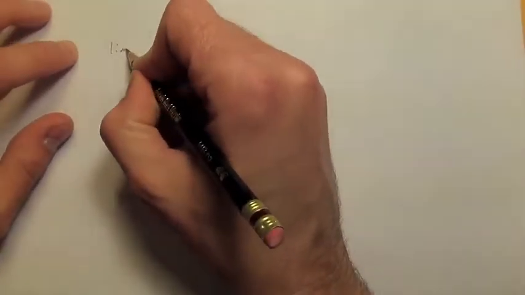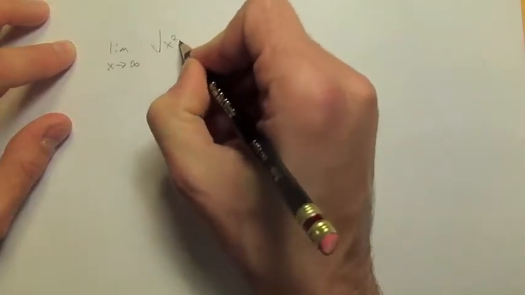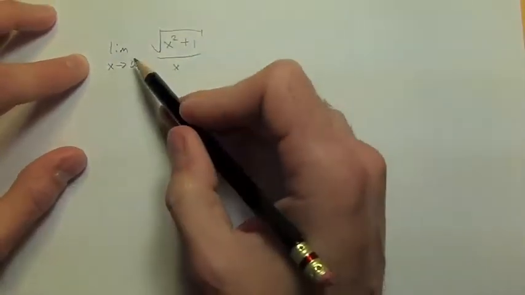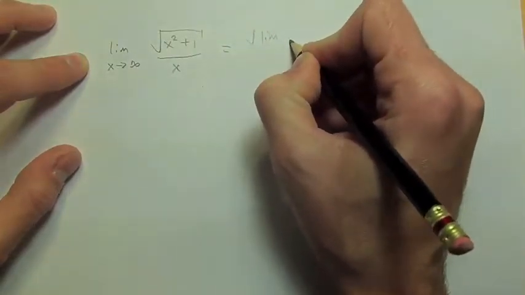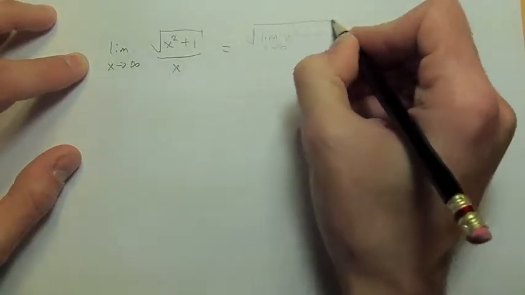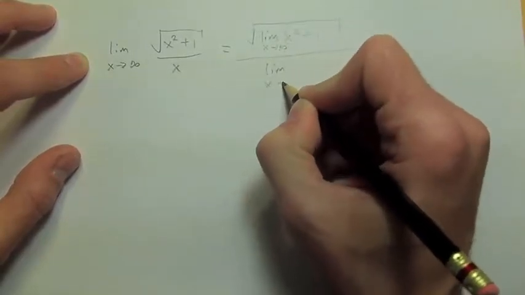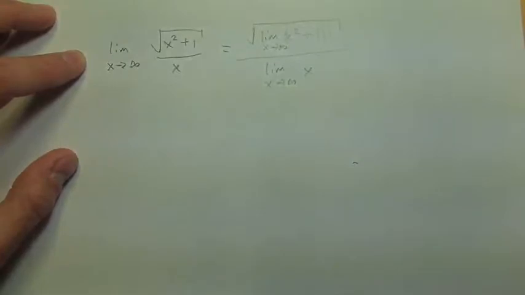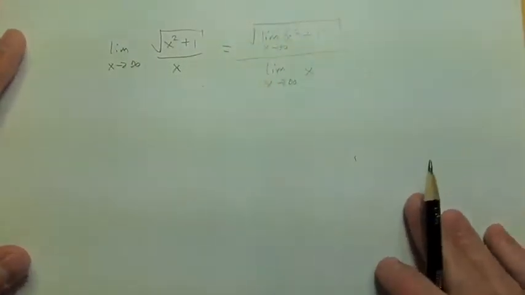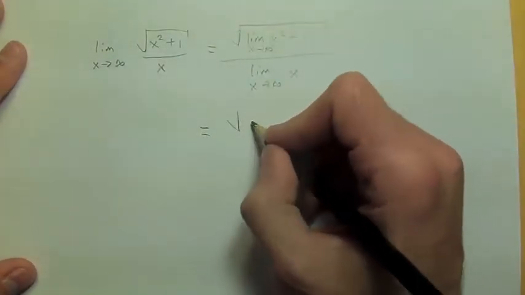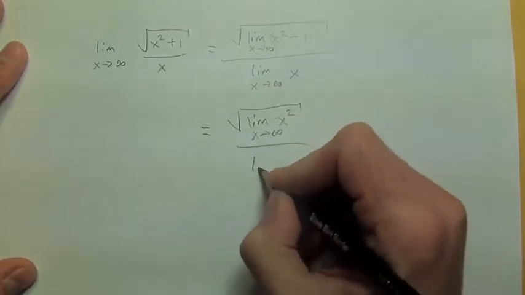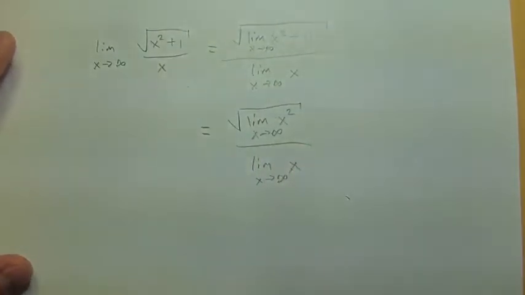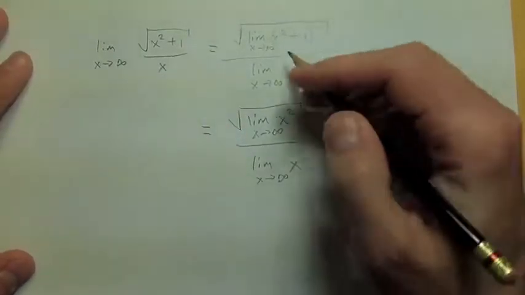So we actually have to use the leading term idea for this one. Since everything is positive, this thing will be defined, so I can move the limit on the inside and get the square root of the limit as x goes to infinity of x squared plus 1, all over the limit as x goes to infinity of x. The reason I brought this inside is because the leading term is all that matters. So this is actually going to be the square root of the limit of just x squared. This is by the leading term idea, because only the x squared is going to matter eventually.